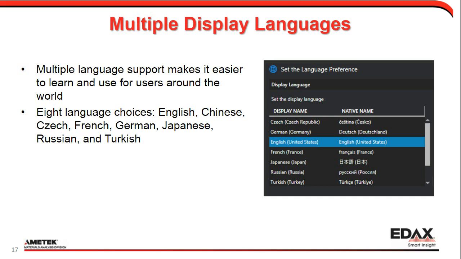There are 8 languages available to choose from: English, Chinese, Czech, French, German, Japanese, Russian, and Turkish. It makes it easier to learn and use for users around the world. After setting a new language, restart the Apex software and the new language will take effect.